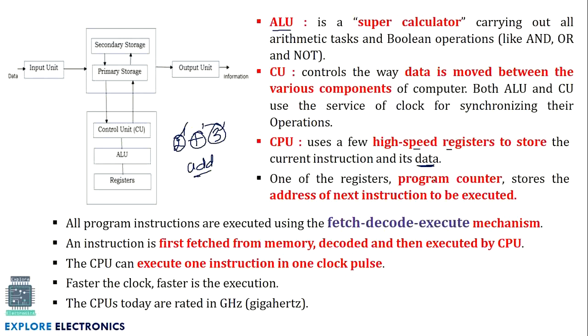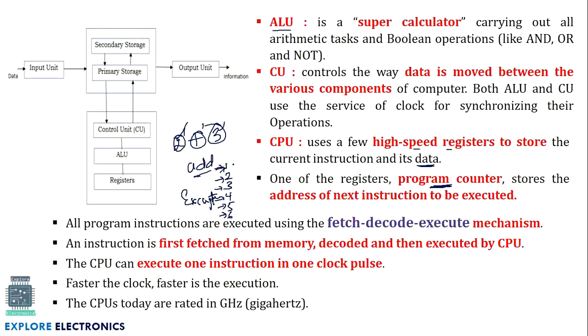And one of the registers is the program counter. Program counter is one of the very important registers. What is this program counter going to do? It stores the address of the next instruction to be executed. It means we have written a code or program, and it will have 3, 4, 5, 6 lines. So the first line will be executed first, and then the second line, then the third line, then the fourth line, then the fifth line. This is how the execution will be, right? The CPU will execute in this way.